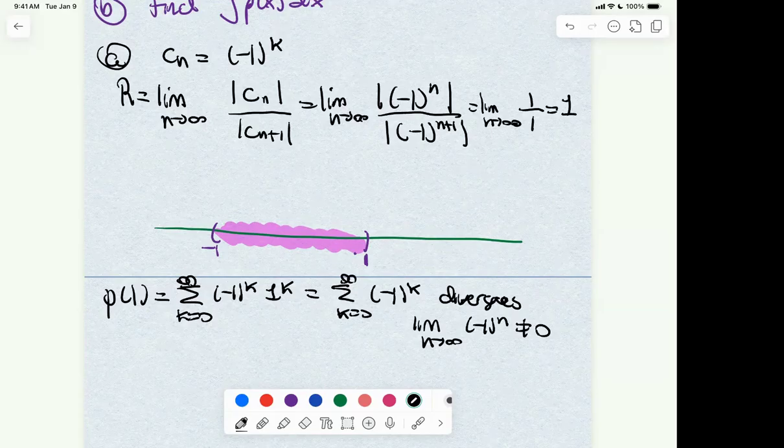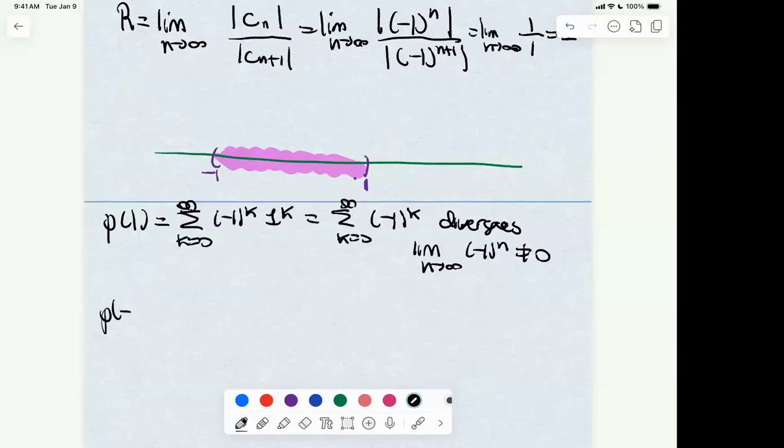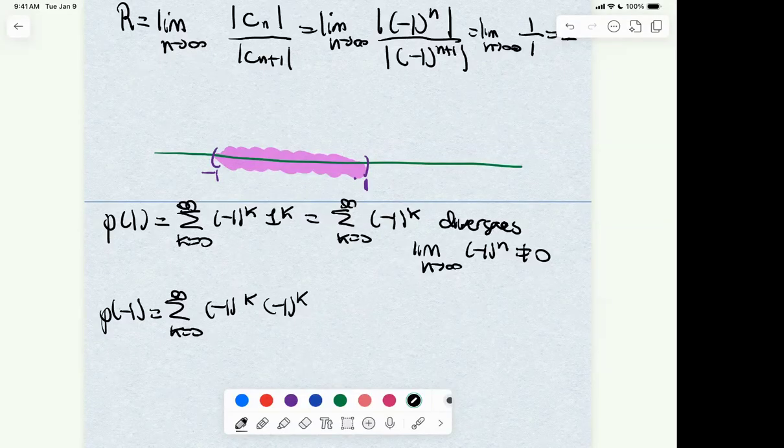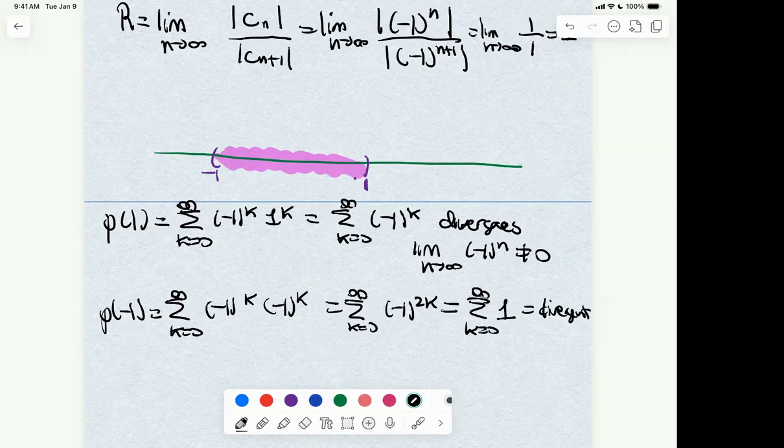And what happens at -1 is you'll see something similar. Isn't it even worse? Because now there's a bunch of ones, right? Because it's (-1)^(2k), and that becomes ones. So this one is even more clearly divergent because you're just adding a bunch of ones. So divergent.